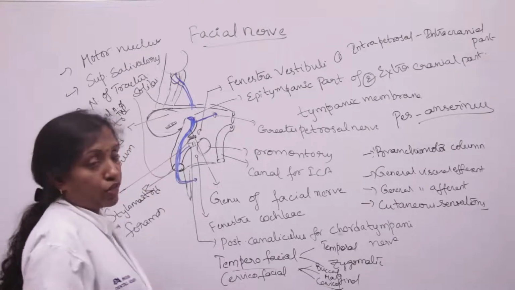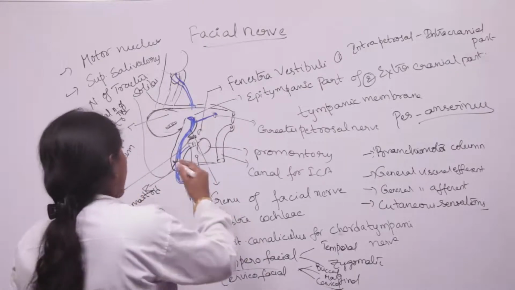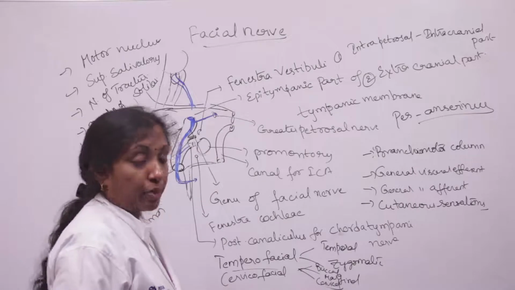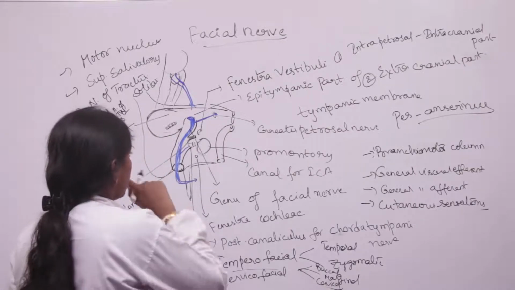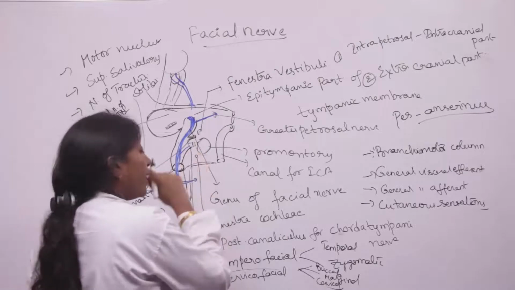Now the nerve to stapedius: the stapedius is the smallest muscle, and it is also derived from the second arch. And coming to the chorda tympani now.